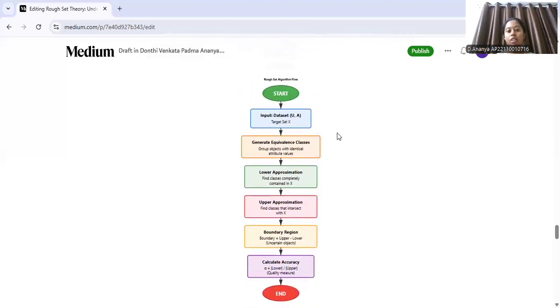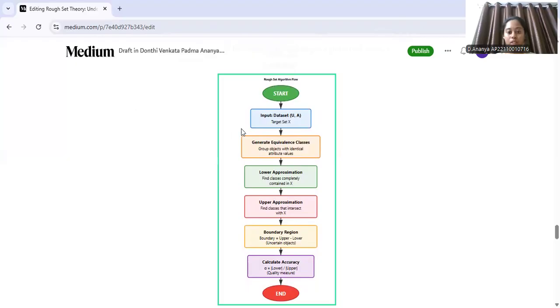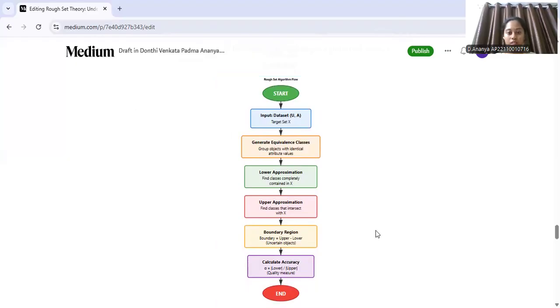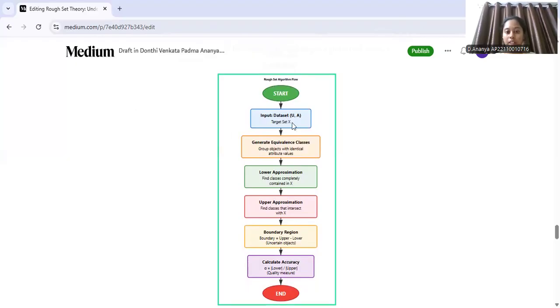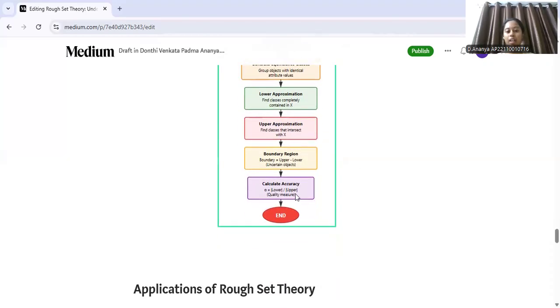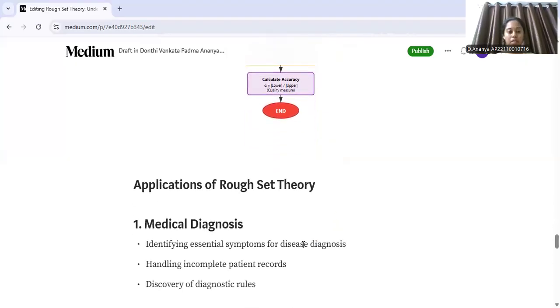Here is the flow of the rough set algorithm, how it works. First, we start by taking the input and generating equivalence classes based on the attributes. Then we find the lower approximation and upper approximation, find the boundary region, and calculate the accuracy.